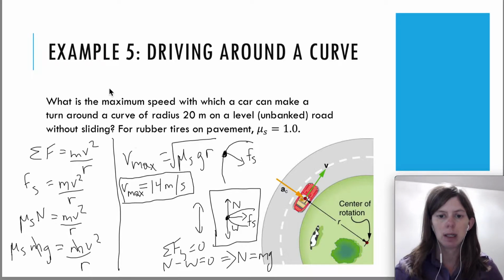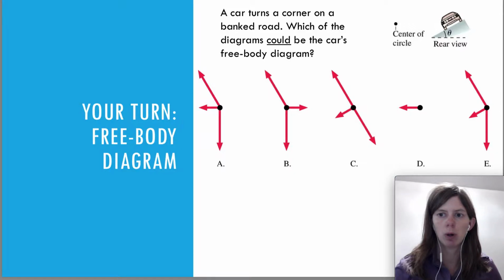So let's take a look at one more example here. This is your turn. A car turns a corner on a banked road. Which of the diagrams could be the car's free body diagram? It's kind of weird. Why does it say "could" underlined like this?